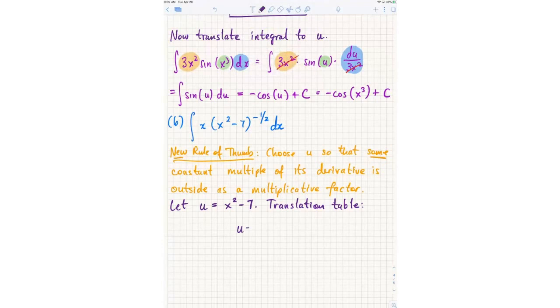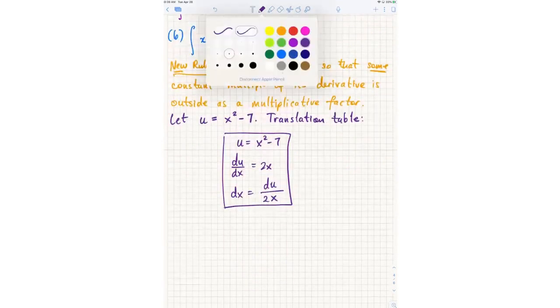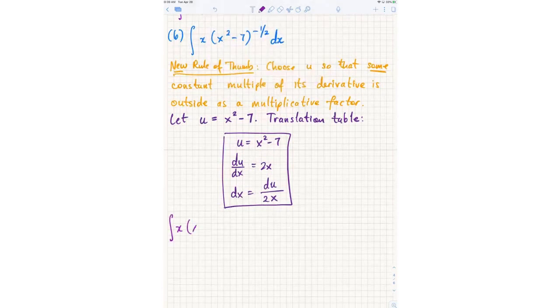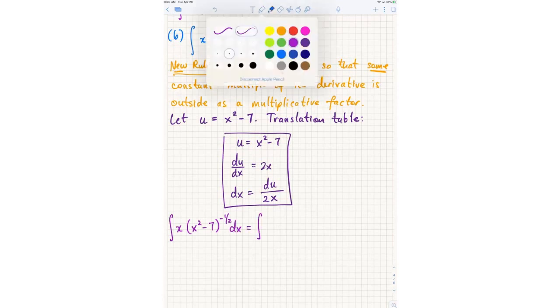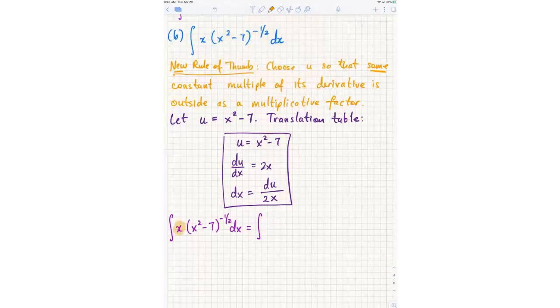So I start with my function u. I take my derivative. And then I solve for dx. And then I translate the integral. As usual, part of this I leave alone. The x, I really don't know what to do with, so I'm just going to keep it in x. The (x squared minus 7) to the negative 1/2, that's actually really easy because that is just our u. So that will just be u to the negative 1/2.